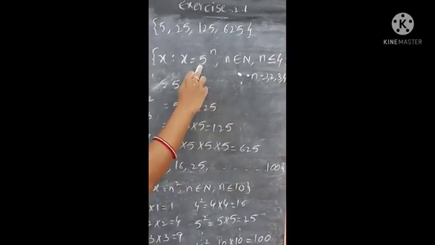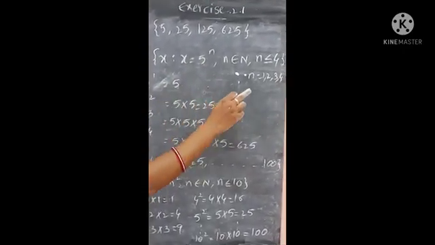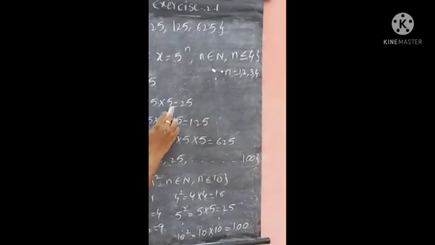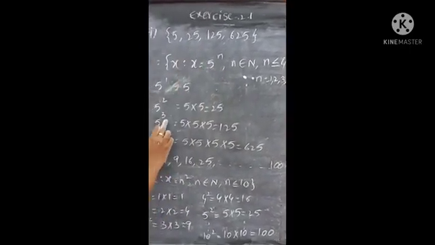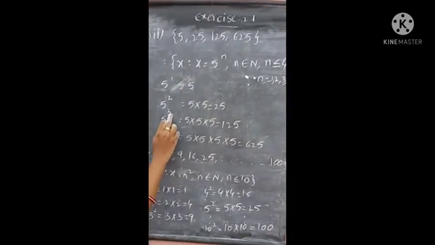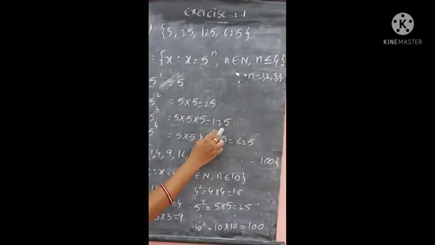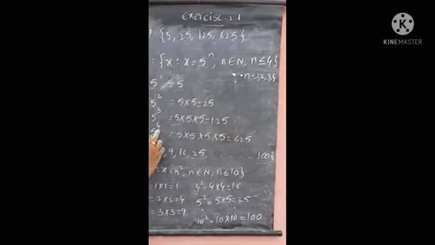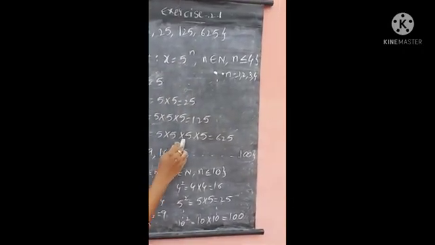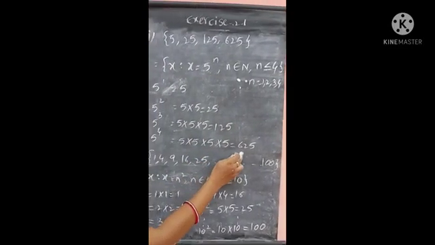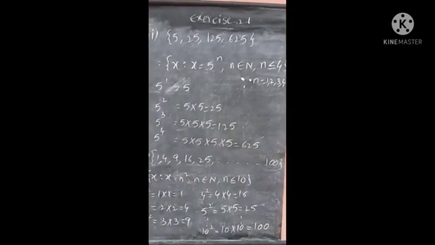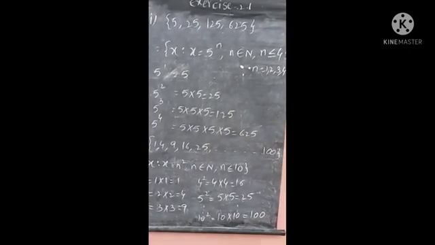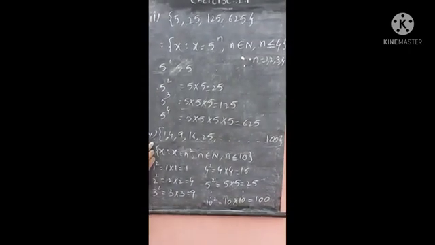5 power n is 5 power 1, so 5. 5 square, if I take the n value as 2, is 5 into 5, 25. If I take n value as 3, so 5 cube, 5 into 5 into 5 is 125. If I take n value as 4, 5 power 4 is equals to 5 into 5 into 5 into 5, which is equal to 625. This is the set builder form for this roster form. Have you understood?